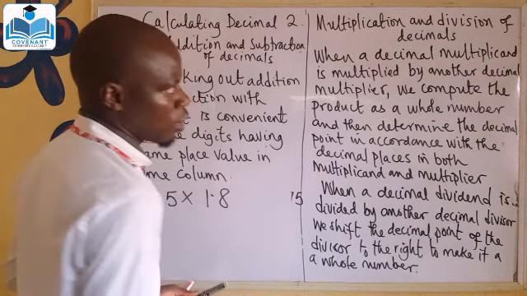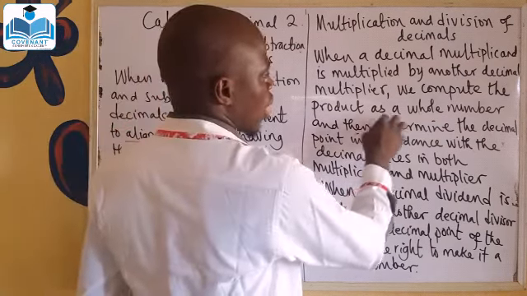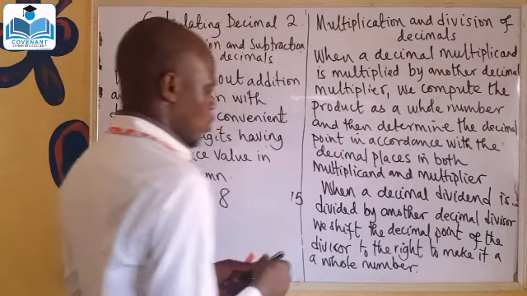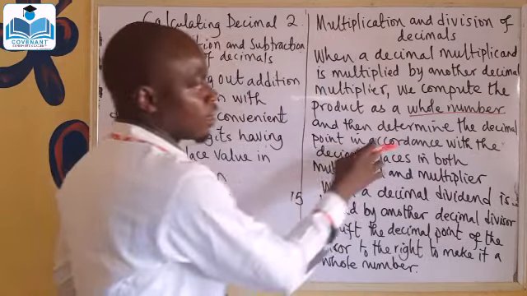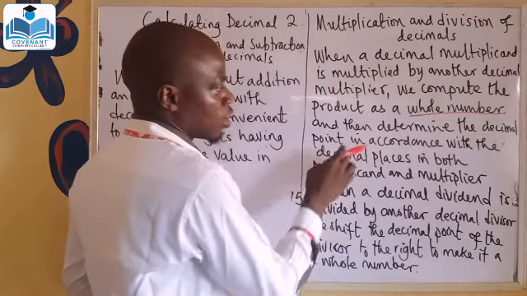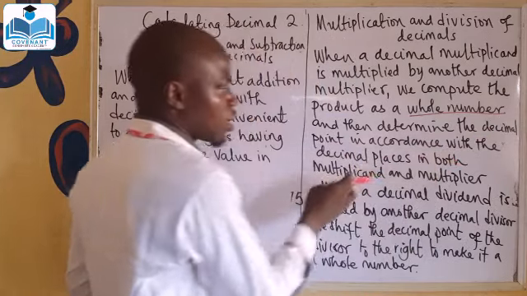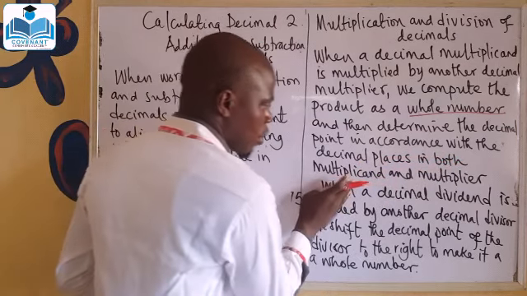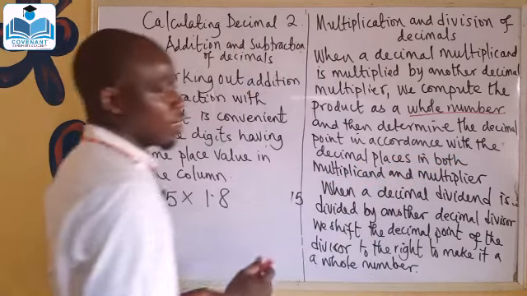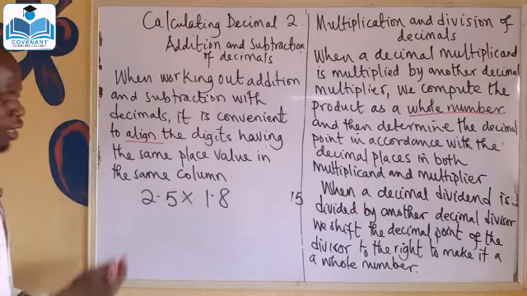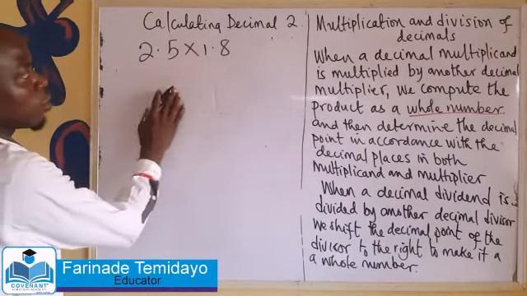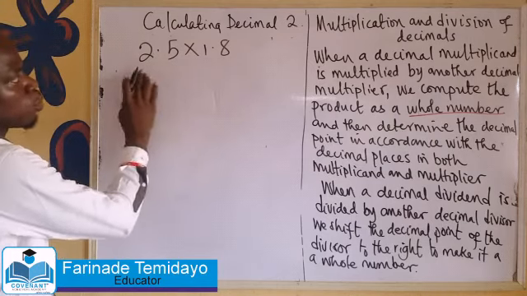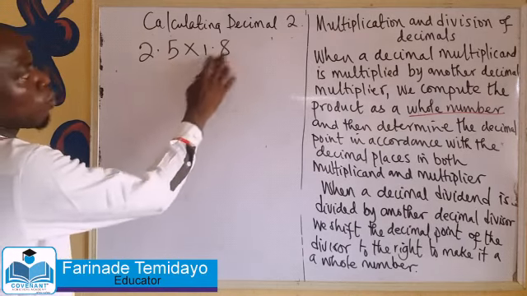Now, you can see what we have there. We compose the product as a whole number and then determine the decimal point in accordance with the decimal places in both the multiplicand and the multiplier. Now, what do we do in this case? Look at this number. This is 2.5. And as an example that I want to consider, we are having 2.5 multiplied by 1.8.